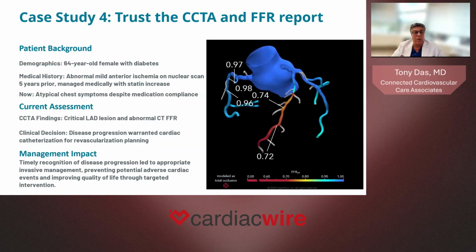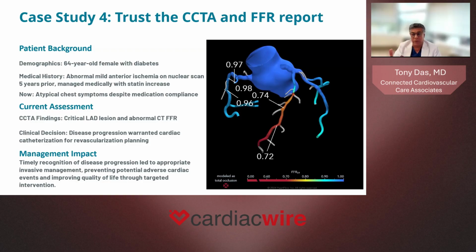In addition, what we know is that these AI tools are additive, and they add not only to the anatomy that we get from the CT, but they add to the physiology. So here's an example of a patient, 64 years old with diabetes, has mild anterior ischemia on nuclear scan and was managed medically. Now the patient is having some atypical symptoms and a CCTA is performed. And although they were medically compliant, the CCTA suggests a very significant lesion. And ultimately we added a heart flow analysis.